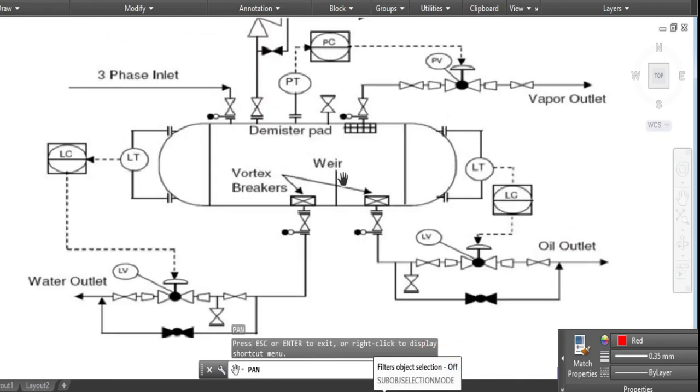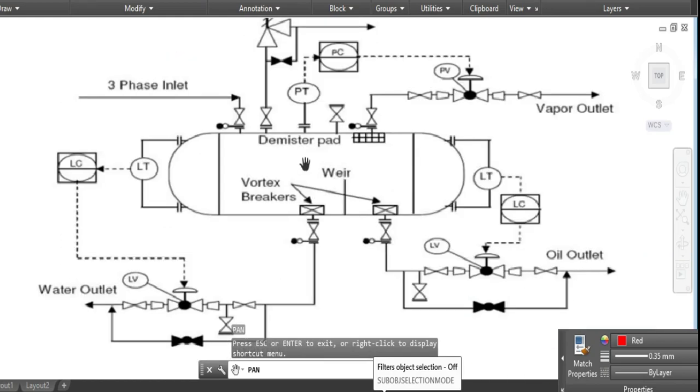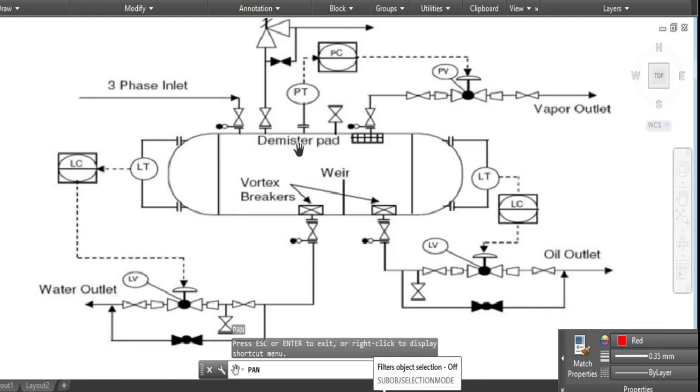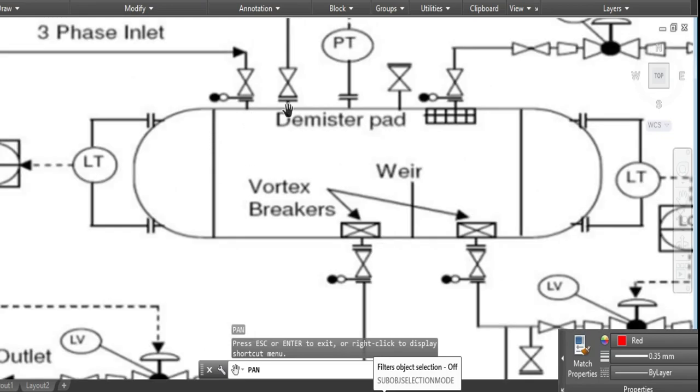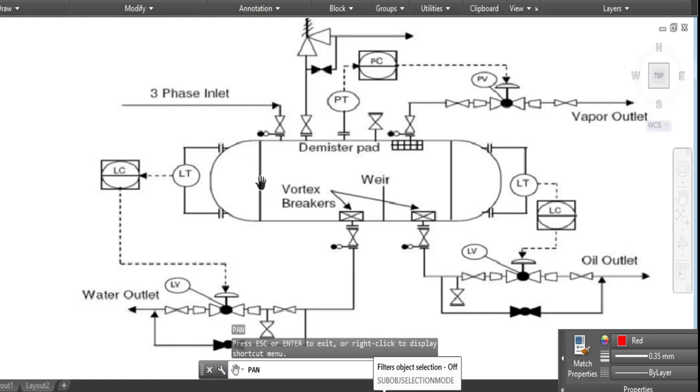The electrical and instrument control system online and actual training. Right here, I'm going to discuss the oil and gas separation, the oil and gas separation through this horizontal vessel. This drawing, we call it a P&ID, or piping and instrument diagram.